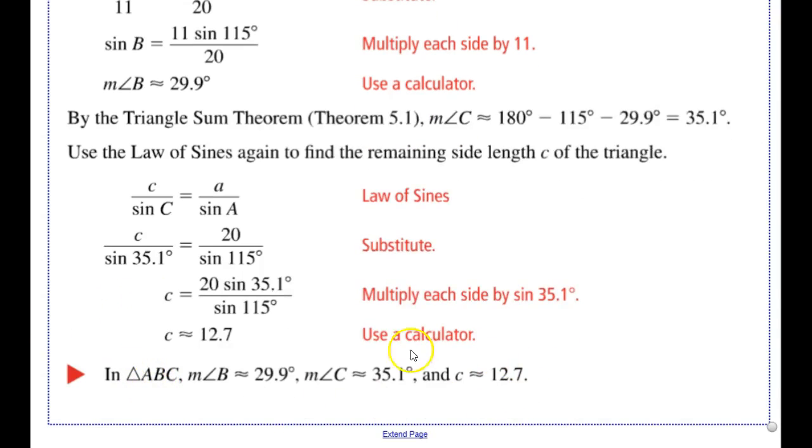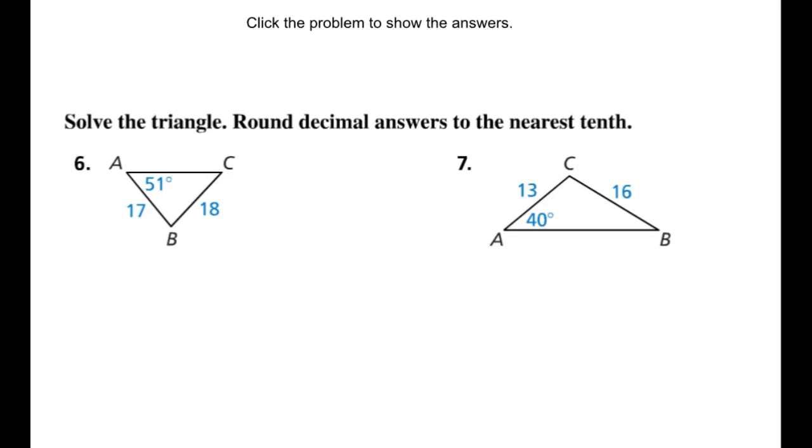So now just to write out the final things that I found: angle B is 29.9, angle C is 35.1, and side length C is 12.7. So here I've used the law of sines and I just found the other angle by subtracting from 180. Now here are a couple I want you to try, and you're given different information in all of these, so see what you can do to solve the triangles.